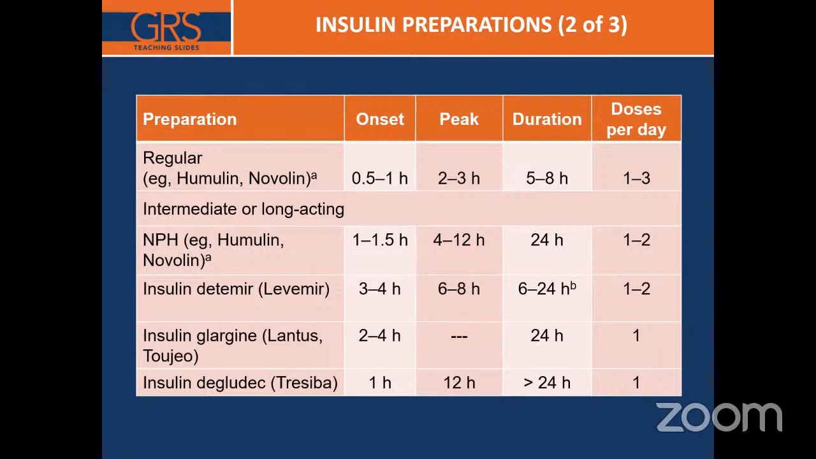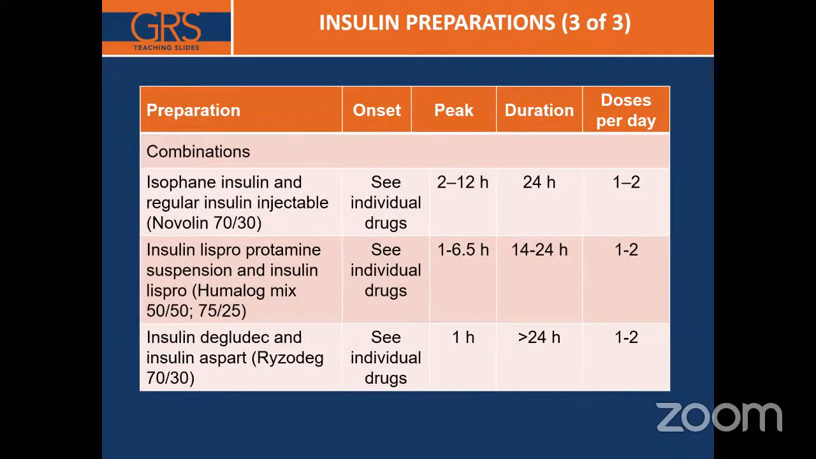Then we come to the intermediate or long-acting ones. We have NPH, which has a peak of 4 to 12 hours. We have insulin detemir, insulin glargine, and degludec. These have a peak of 6 to 8 hours. Glargine is, however, a peakless insulin, and degludec has a peak of 12 hours. Then we have some combinations, like we can combine isophane insulin with regular insulin injectable, or we can combine insulin lispro protamine suspension and insulin lispro, and there's a combination of degludec and insulin aspart.